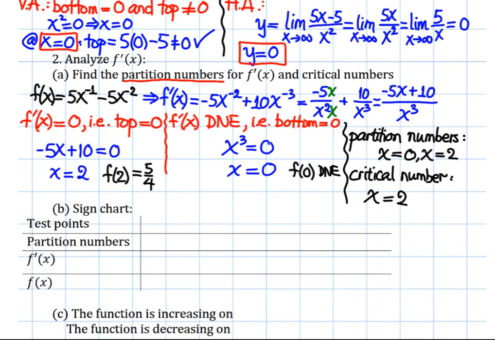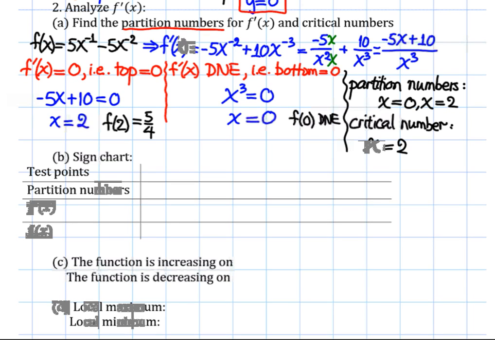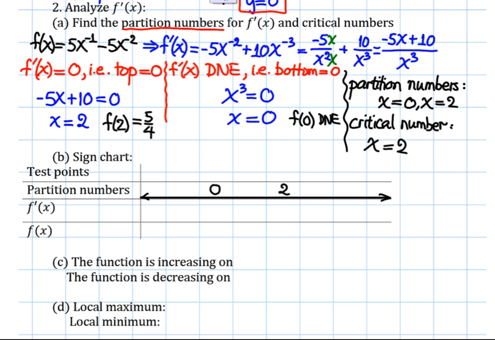Right, now we put this information onto the sign chart. Partition numbers, we have x equal to 0 and x equal to 2. So we have 0 and then 2. We need a number line here. So there's a number line. Go from negative infinity to infinity. And these are called partition numbers. It will divide the number line into three intervals: on the left, the middle, and on the right. We will choose a test point in each of the intervals.